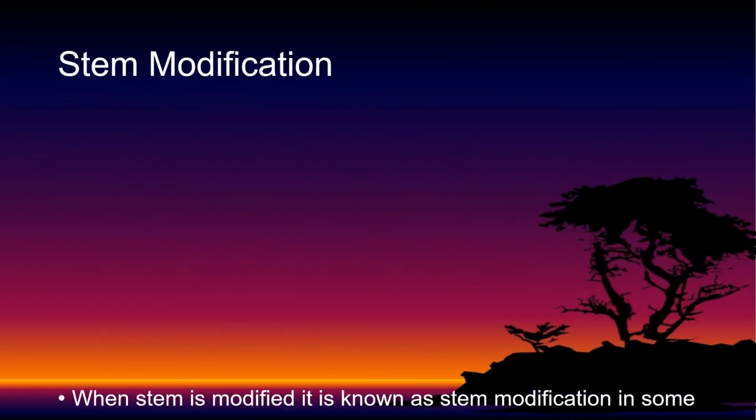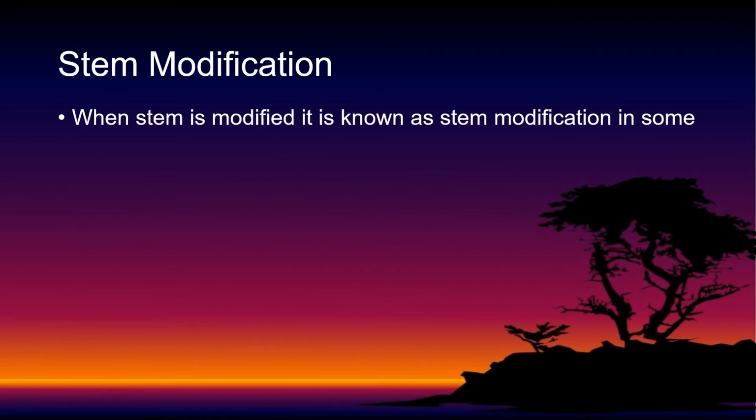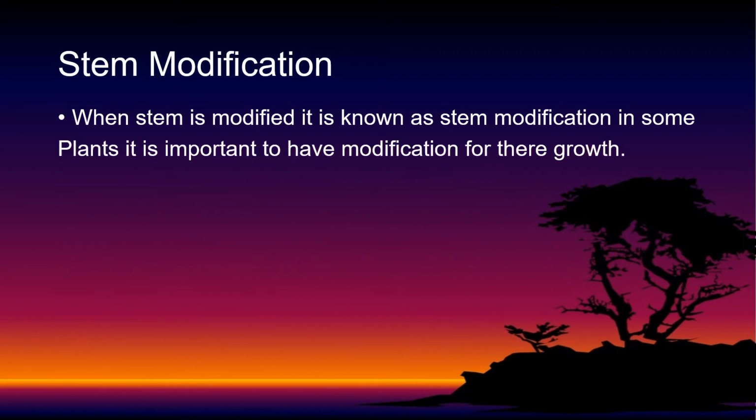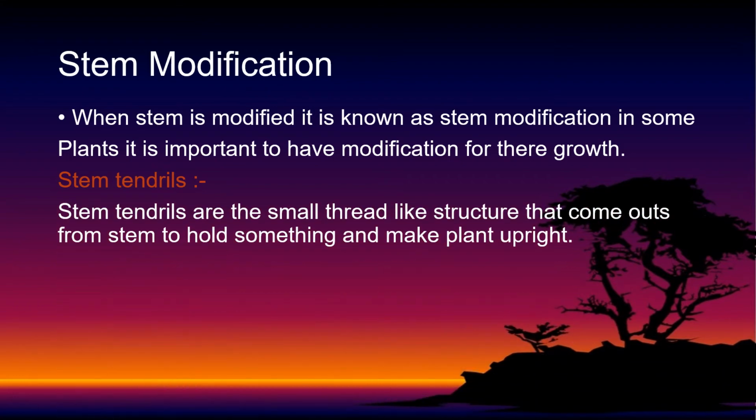Stem modification. When the stem is modified, it is known as stem modification. In some plants, it is important to have modification for their growth. For example, stem tendrils. Stem tendrils are small thread-like structures that come out from the stem to hold something and make the plant upright. In the pea, if you have seen, there are some thread-like structures coming out from the stem to make the plant upright.